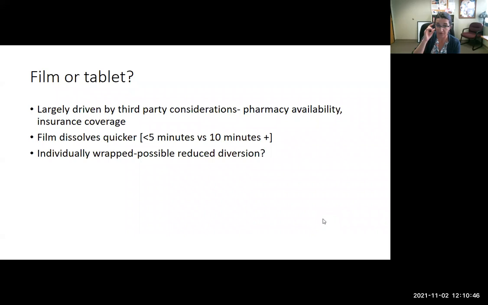This is really driven by third-party considerations, usually pharmacy availability and insurance coverage. Some patients may request one or the other and seem to have a preference based on prior experience of certain taste, but the film does tend to dissolve quicker. And there's a possibility that the individual wrapping of the film may reduce diversion and maybe increase safety in terms of delaying, for instance, a child from getting into the medication.